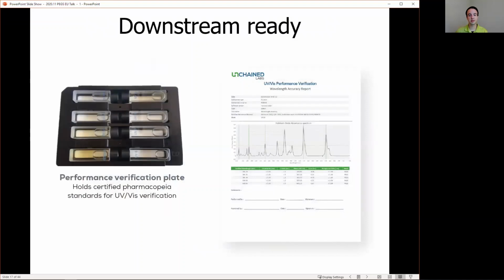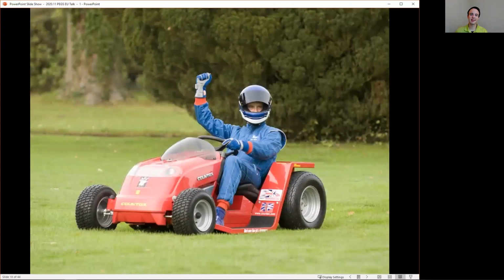And beyond that, it's also downstream ready with 21 CFR Part 11 software, performance verification across 6 different measurements, including absorbance accuracy and precision, photometric linearity, wavelength accuracy and resolution, and stray light, which means that you'll be in compliance with both the USP and the European Pharmacopoeia standards for UV-Vis instruments. And so that's how Stunner supplies speed, accuracy, and even maybe a little bit of fun to protein quantification.